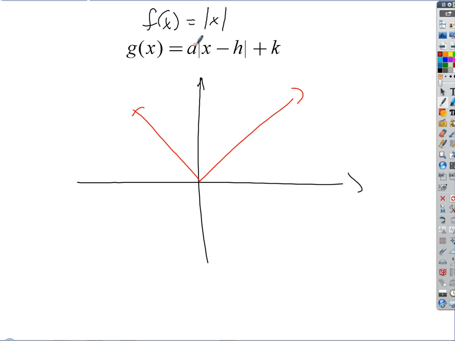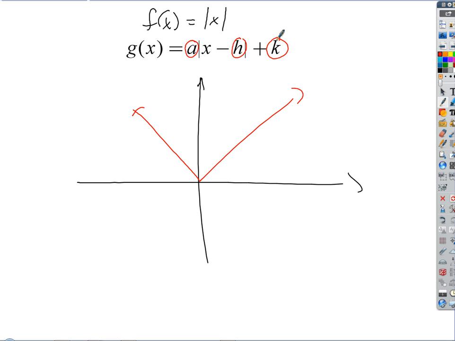What does this do? We've got these 3 parameters, A, H, and K. They do the same things for an absolute value function that they do for anything, but it's easier for an absolute value function. What does H do? What's it always do to a function? Moves it left or right. Horizontal translation. K is vertical translation, up or down.